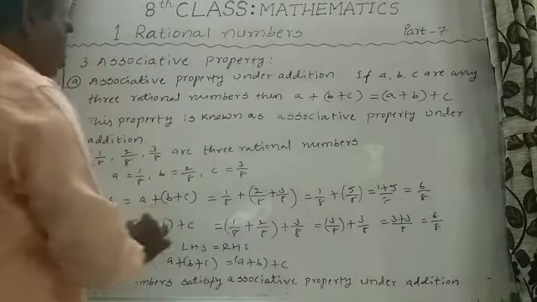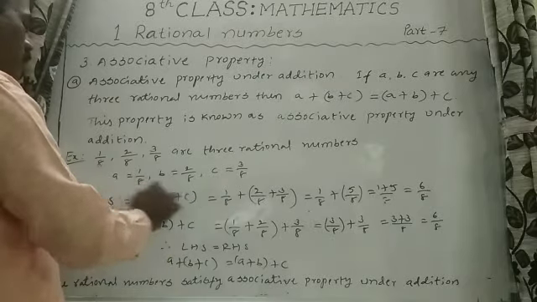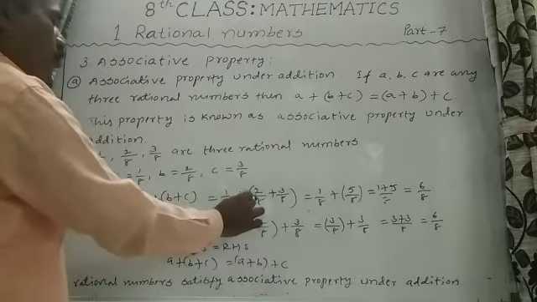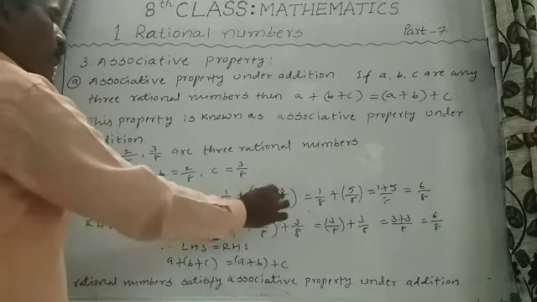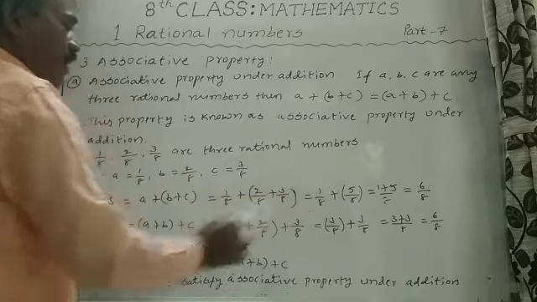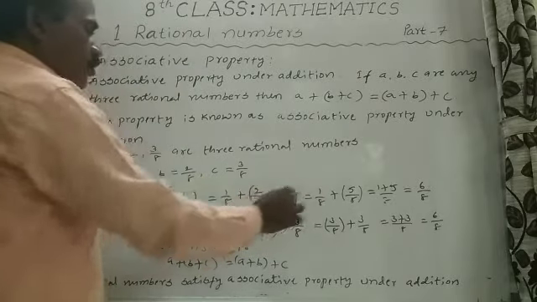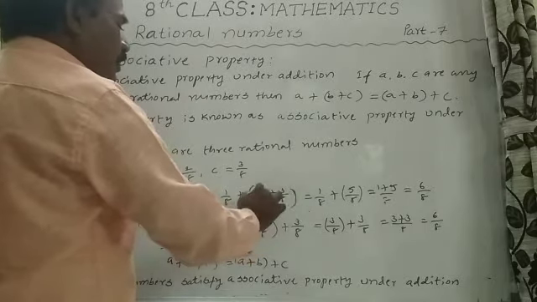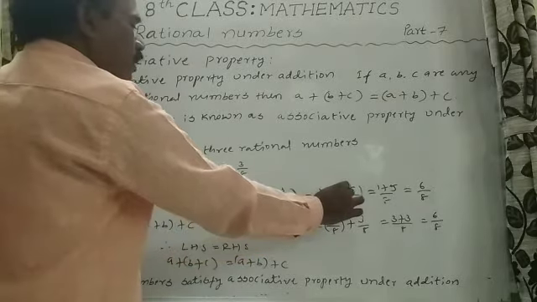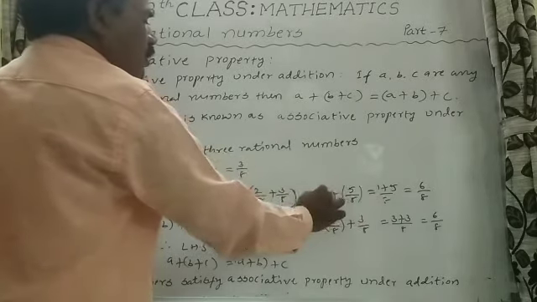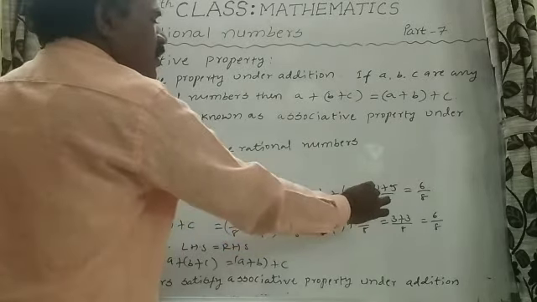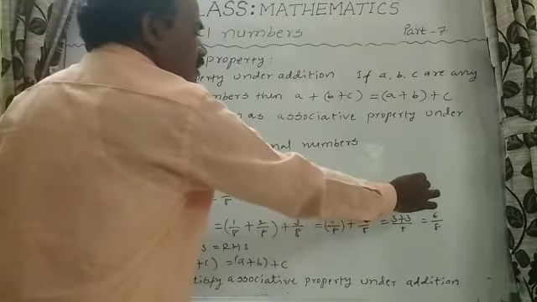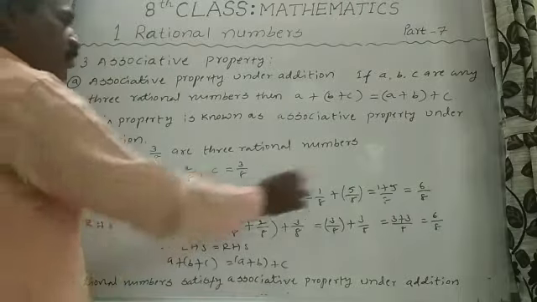LHS side of the property: (a + b) + c is equal to, what is the a here? 1 by 8. 1 by 8 plus b is equal to 2 by 8, plus c is equal to 3 by 8. Take in the one bracket. Is equal to 1 by 8 plus, here denominators are equal, so add the numerators, 2 plus 3 is equal to 5 by 8. Here 1 by 8 plus 5 by 8 is equal to 1 plus 5 by 8. 1 plus 5 is 6 by 8. LHS is equal to 6 by 8.